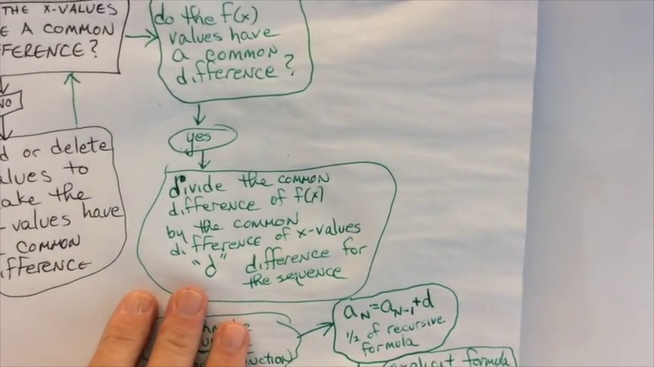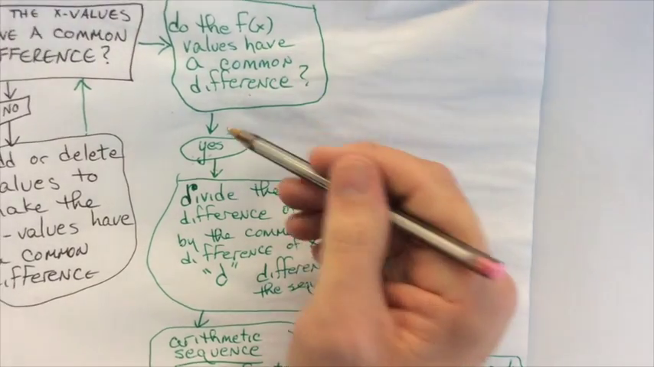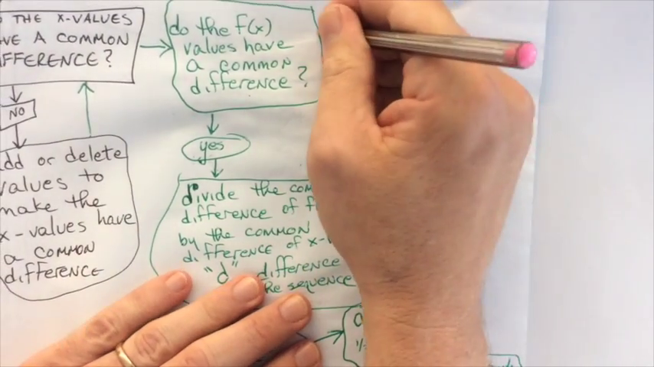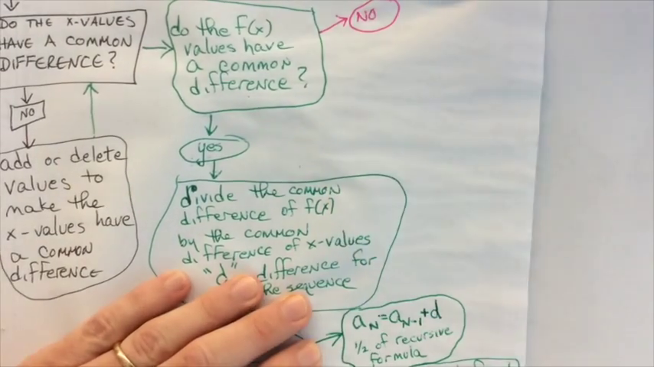What are we going to do next? Well, I've sort of left this gaping hole over here, haven't I? I've told you what to do if there's a common difference. But what if there's not a common difference? Then what do you do?